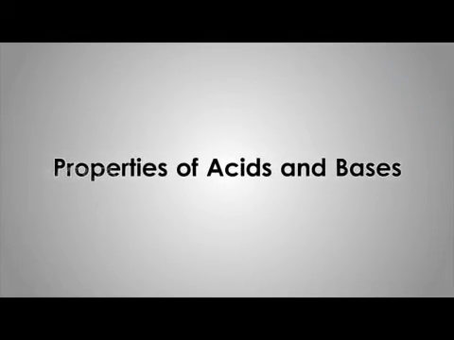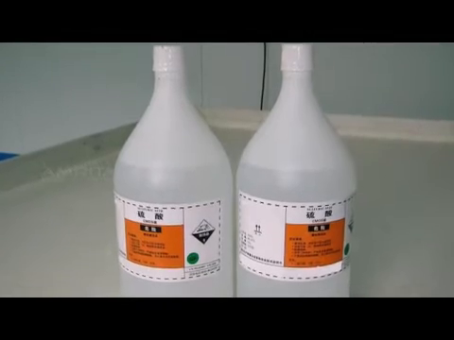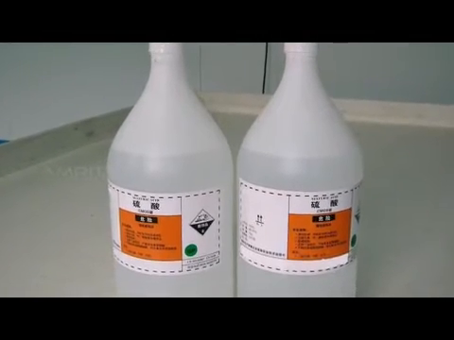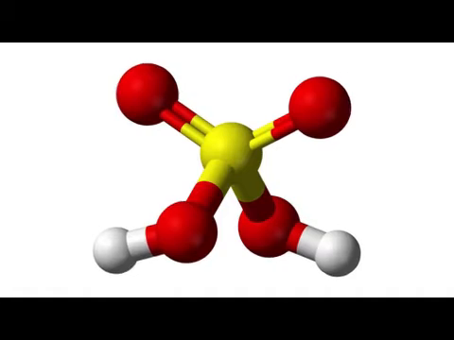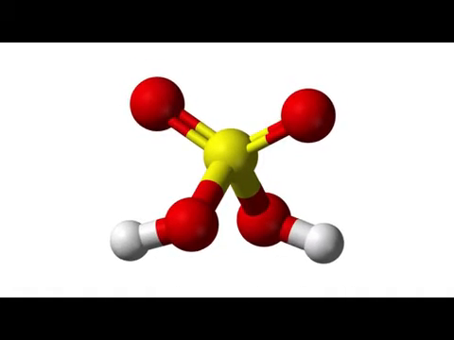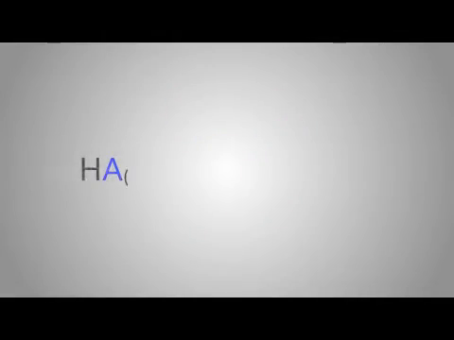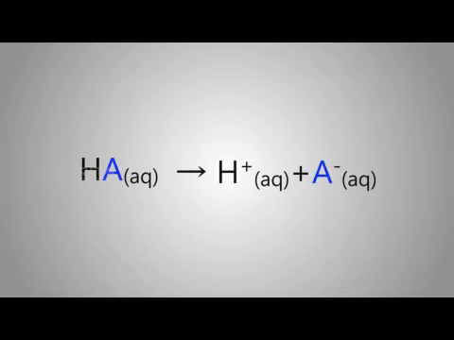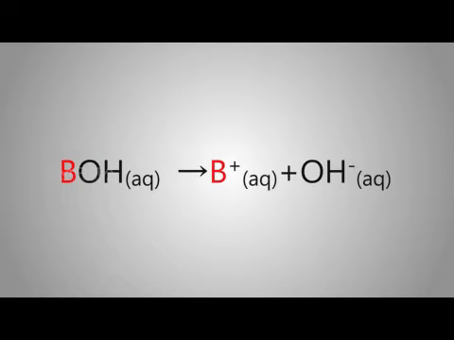Properties of acids and bases. According to Arrhenius' concept of acids and bases, an acid is a substance which releases one or more H+ ions in aqueous solution, whereas a base is a substance which releases one or more OH- ions in aqueous solution.